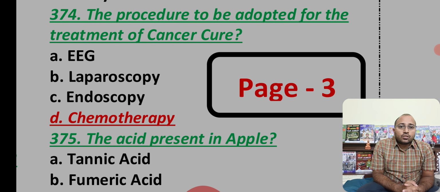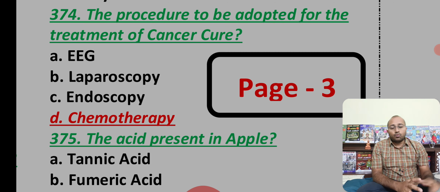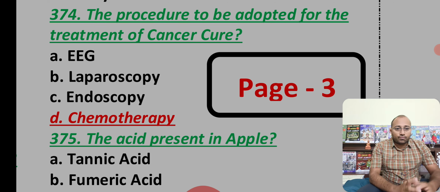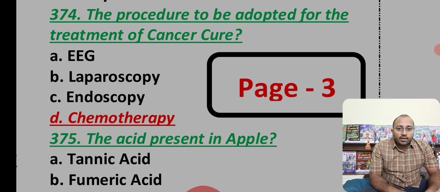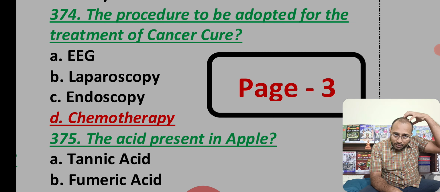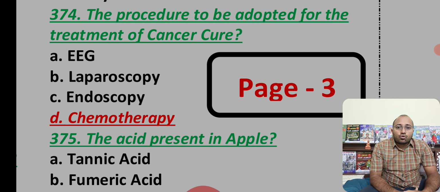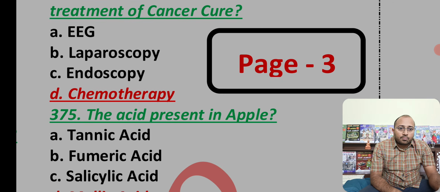The procedure to be adopted for the treatment of cancer cure is known as chemotherapy. Normally cobalt 60 is used for that. Next we have EEG, electroencephalogram, for brain reading purposes, for any problem in the brain. Laparoscopy and endoscopy, there are different therapies in surgical procedures. You should know about them.